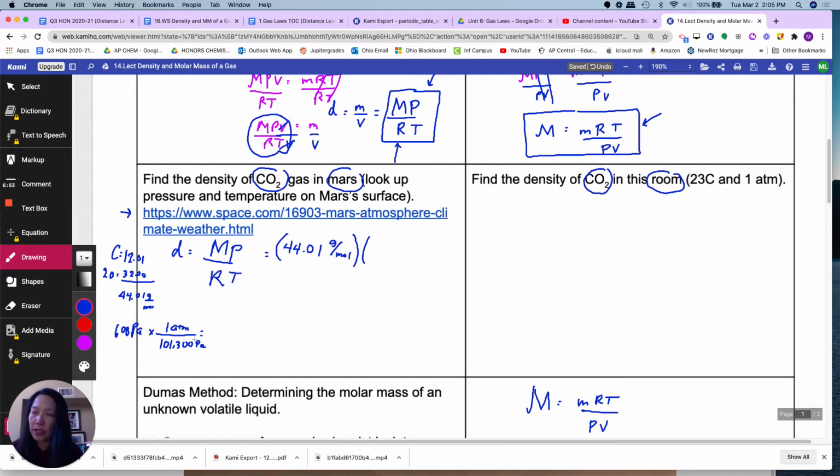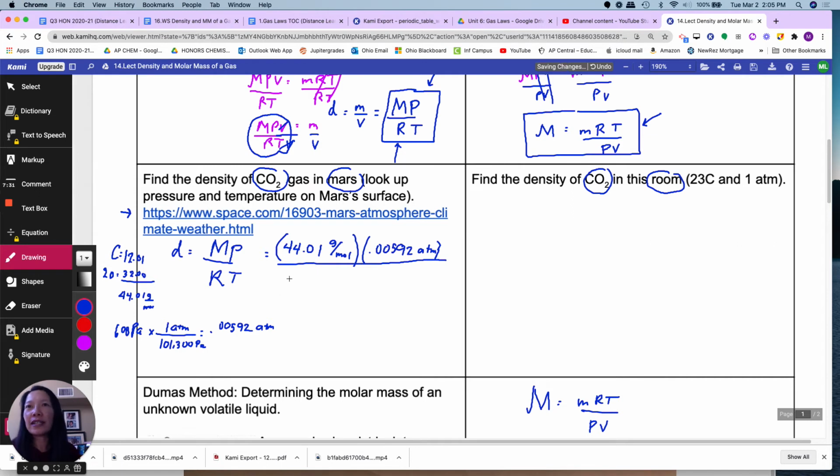Okay, so let me calculate that. 600 divided by 101,300. 0.00592 ATM. So you can already tell that we're not going to survive on Mars because that's not a lot of pressure. We would explode or implode. We would explode. There's more pressure inside us. There's about 1 ATM inside us.